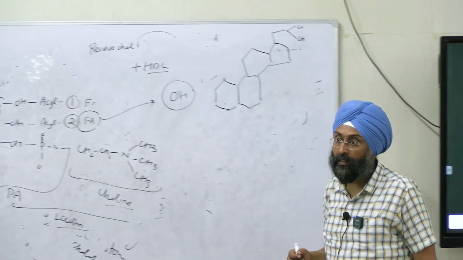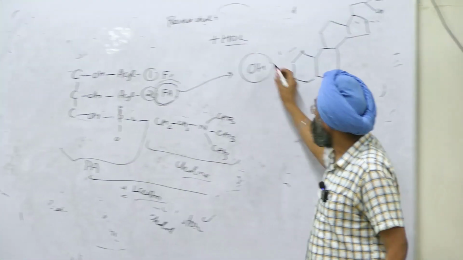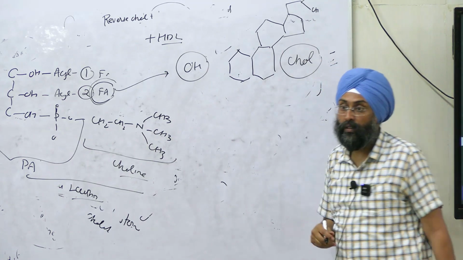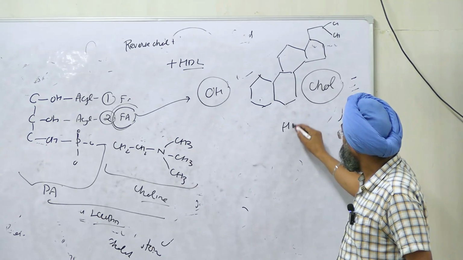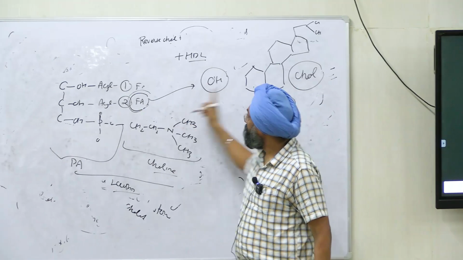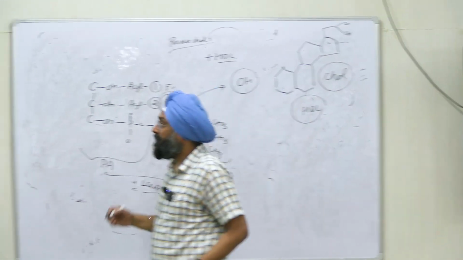This is the basic ring, right? From the second fatty acid, it is transferred via the hydroxy group to the cholesterol, right? So this fatty acid is trapped in the HDL via this reverse cholesterol transport, right?